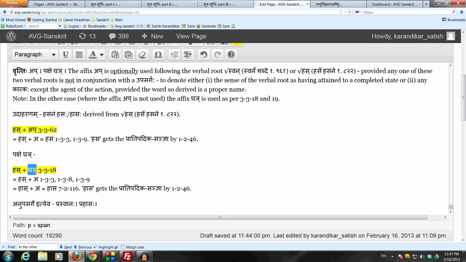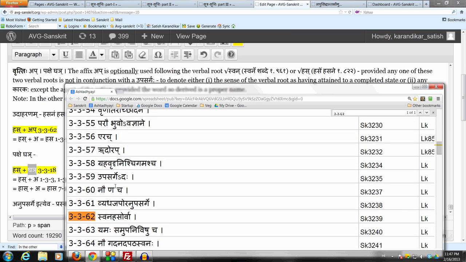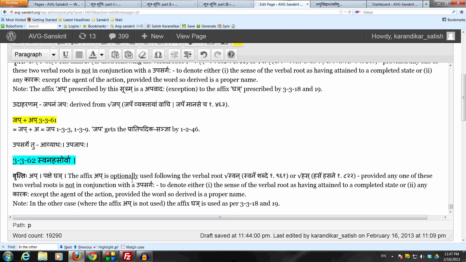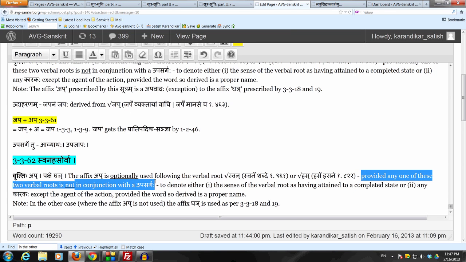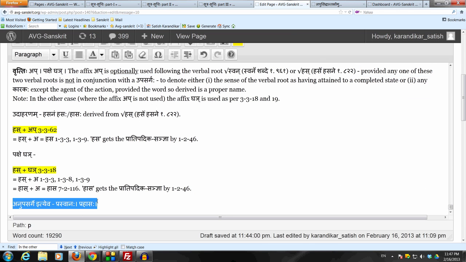And the sutram has the condition of anupasarge coming down from 3.3.61. So if we do have upasargaha, then we have to necessarily use the affix ghai. We cannot use the optional affix up. The sutram 3.3.62 does not apply, and so we'll get the forms parasvanaha, prahasaha. So anupasarge ityeva, parasvanaha, prahasaha. When the upasarga is present, in this case pra, then we have to use the affix ghai and get the forms, for example, prasvanaha and prahasaha.